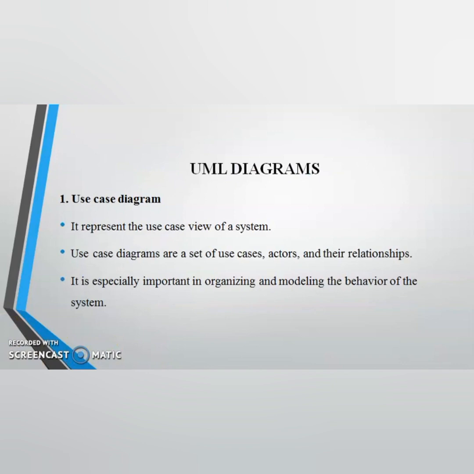The first diagram which comes under the behavioral diagram is the use case diagram. It represents the use case view of a system. It is a set of use cases, actors and relationships. And mainly the use case diagram is used for representing the behavior of a system.